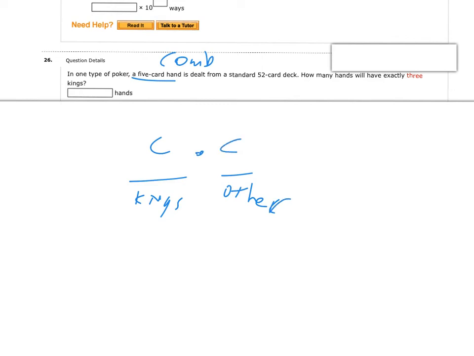So out of the 4 kings in the deck, because there are 4 of every kind of card, we want to choose 3 of them. But then for the other 2 cards in our hand, we have to choose from the other 48 that are not kings. So we're going to multiply those 2 together, and I get 4,512.